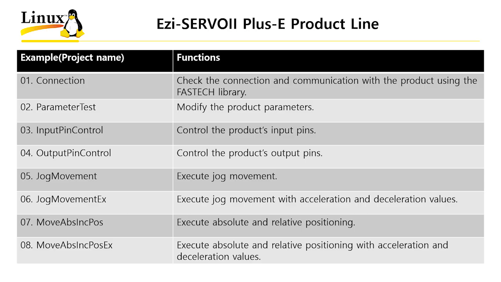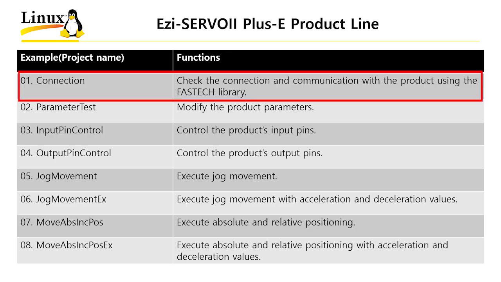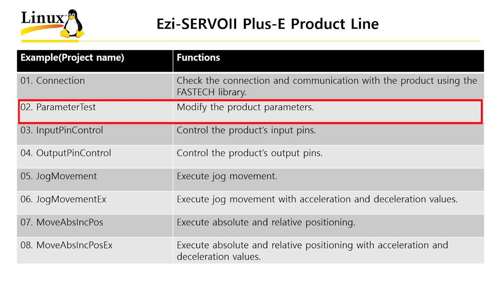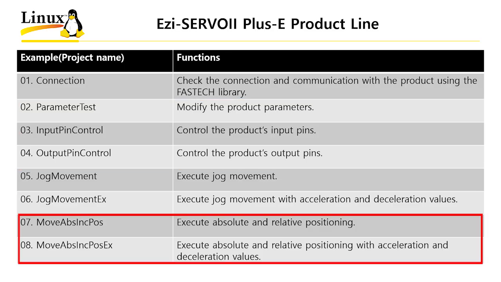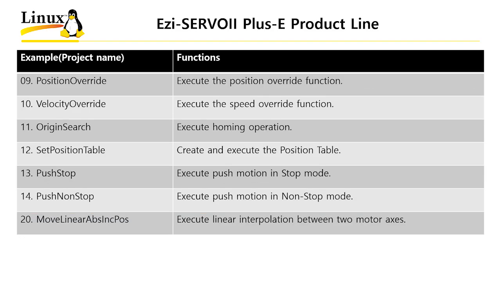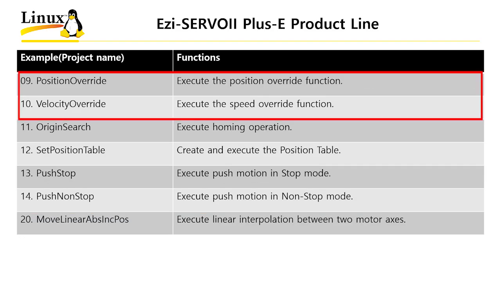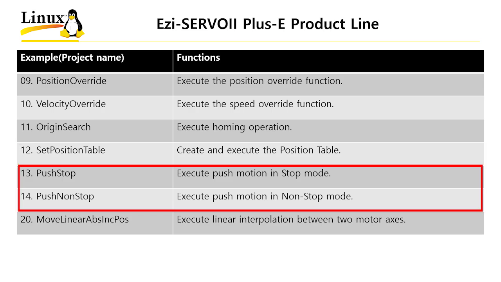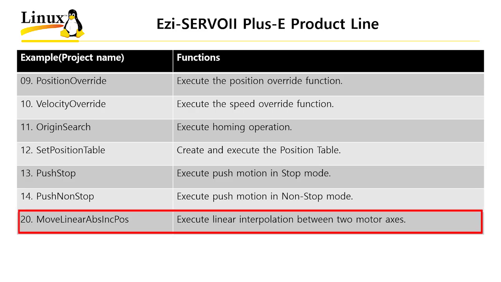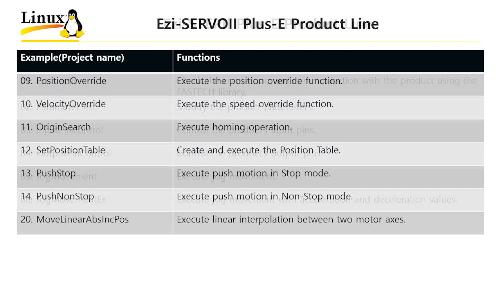First, the Ezi-SERVO 2 Plus E product line. These examples include product connection and communication check, parameter configuration, I/O signal control, jog operation, absolute and relative positioning. Additional examples include override control, homing operation, position table function, push motion, linear interpolation for dual-axis motor control.